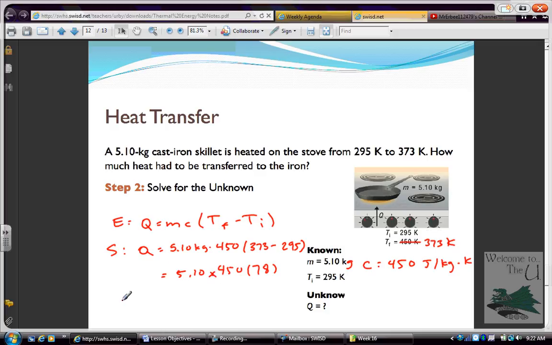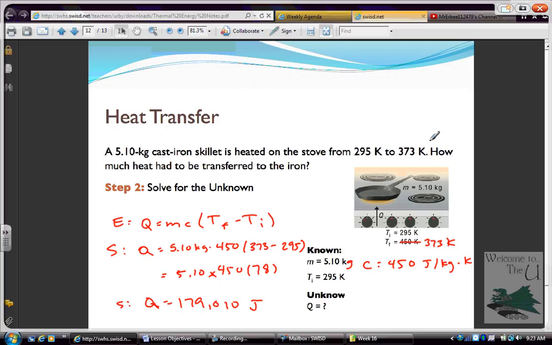And that'll give us our solution for heat energy, which is going to be 179,010 joules. Let's go ahead and rewrite that. All right, so 179,010 joules is how much heat energy was transferred from the burner into the skillet to cause this heat change. Okay, so these problems are pretty simple.